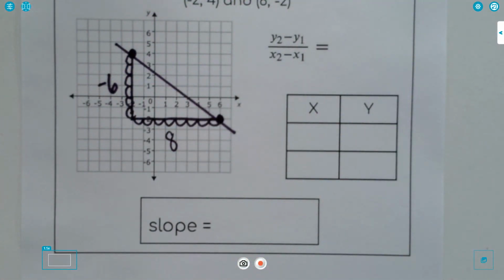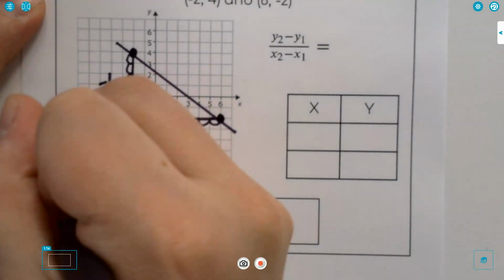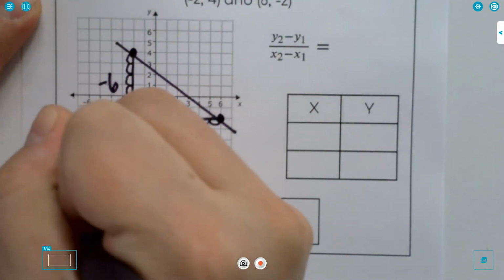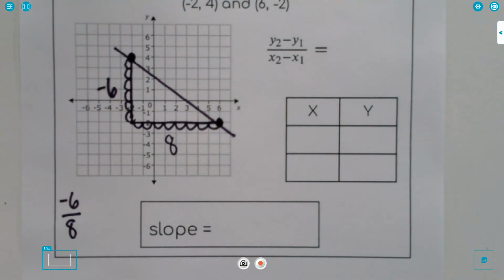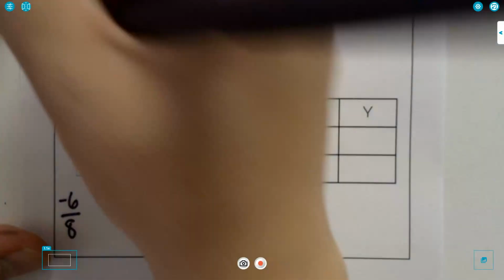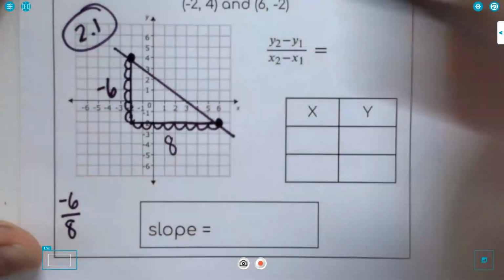So what would that make my slope? Negative 6 over 8. Let's write that down right here for a second. We will simplify it in a second. Let's simplify it once at the very end. Okay, so that's what we did in 2.1. If you want to put a note to yourself there that that's 2.1, you can.